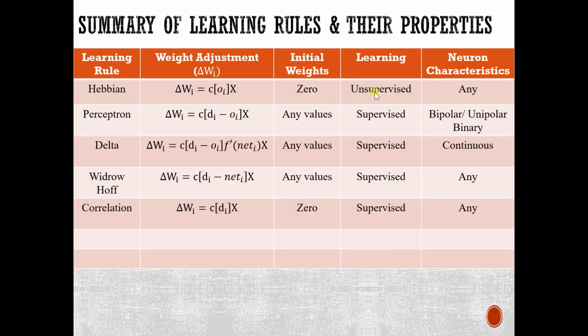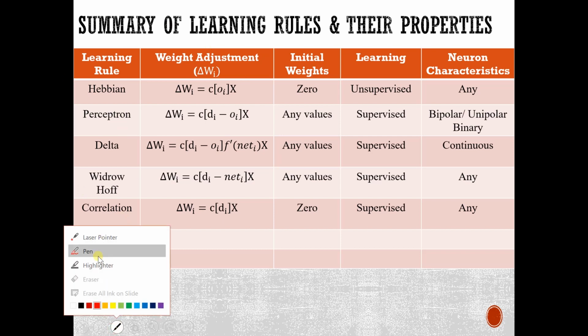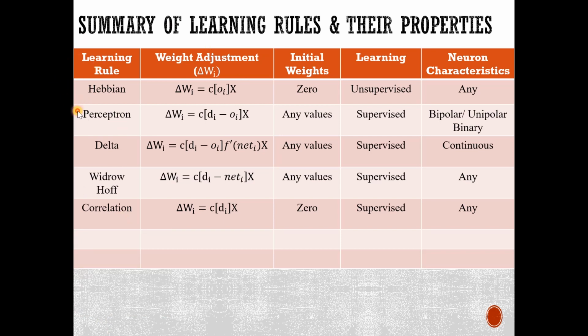Now we move on to the summary of learning rules and certain of their properties. The first rule which we have seen is the Hebbian learning rule. First we shall see the weight update, which we have already seen. It is c, the learning constant, times the actual output into the input vector x. The initial weights are close to 0. It is an unsupervised learning rule, and any type of neuron, either bipolar or unipolar binary neuron or continuous sigmoidal functions, unipolar as well as bipolar, can be used for this Hebbian learning rule.